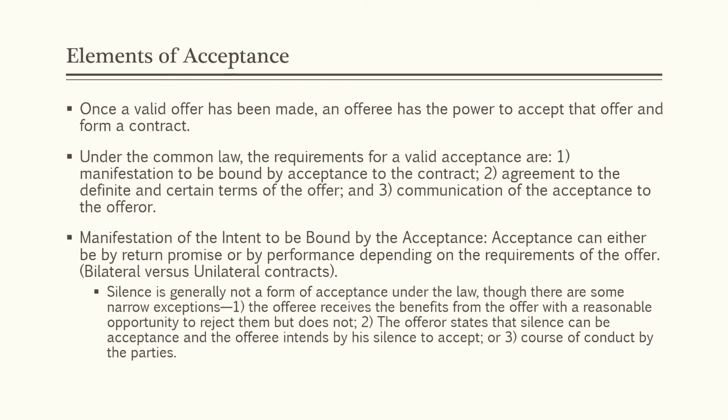There are some limited and narrow exceptions, and here are the 3 elements. 1, the offeree receives the benefit from the offer with a reasonable opportunity to reject them, but does not. 2, the offeror states that silence can be acceptance, and the offeree intends by his silence to accept. That's very important. And 3, by course of conduct of the parties, acceptance can be implied.